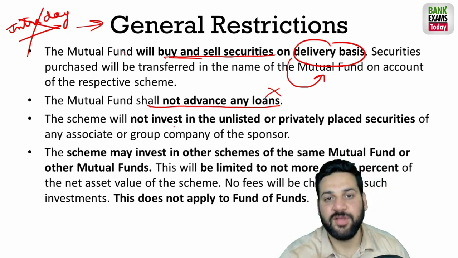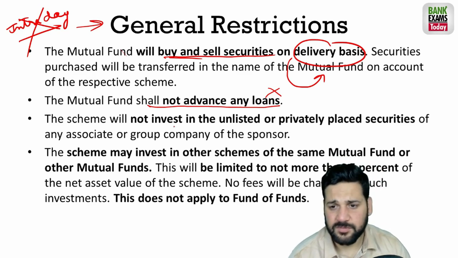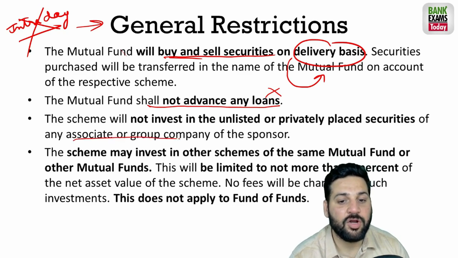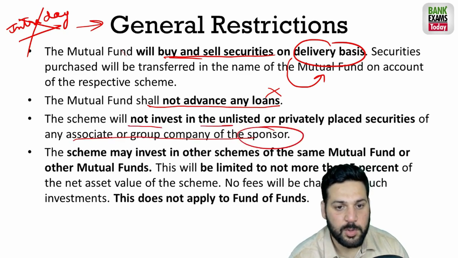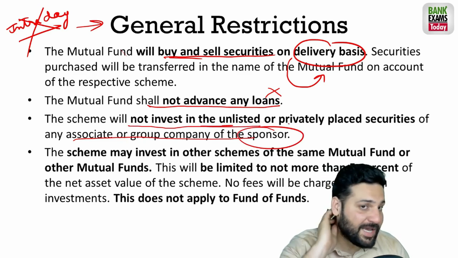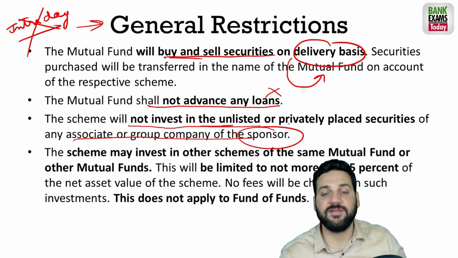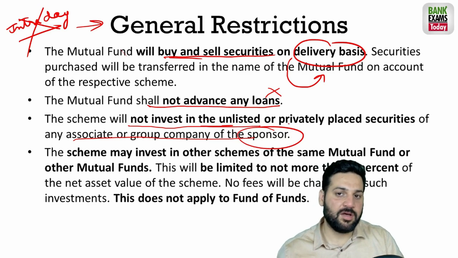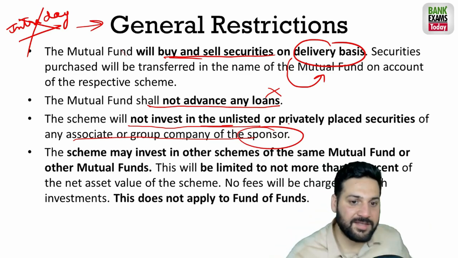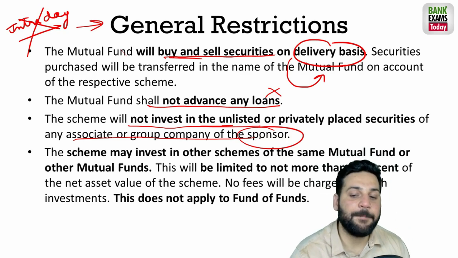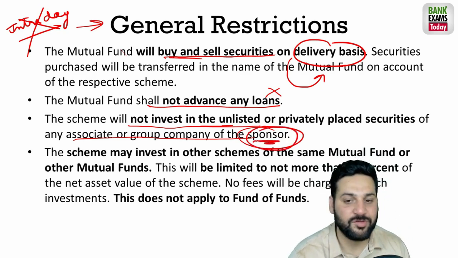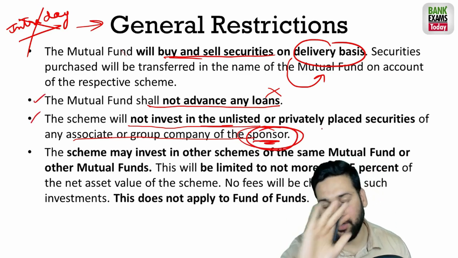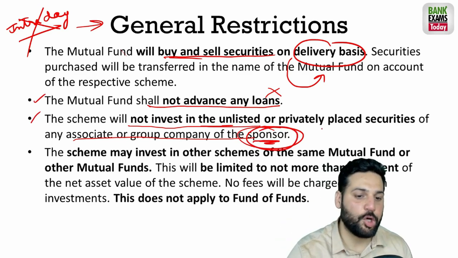The mutual fund cannot invest in the unlisted companies or privately placed securities of any association or group of sponsors. The mutual fund can invest in unlisted or privately placed securities; 5% is the limit for the open ended schemes and 10% is for the closed ended funds. That's what we are going to discuss in the next slides. But if that particular company is related to the sponsor or the sponsor's group, then in such unlisted or privately placed securities, investment is not allowed, not even 1%. It is not allowed at all.